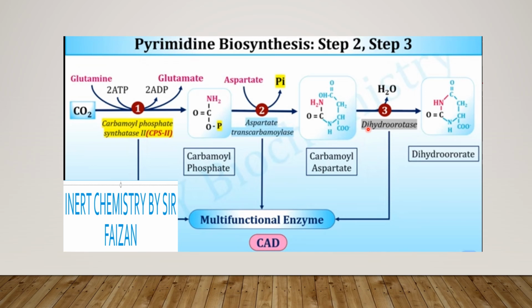In the third step, a water molecule is released and ring closure occurs by the help of the enzyme dihydroorotase, and the compound that is formed is called dihydroorotate. Remember that these three enzymes, carbamoyl phosphate synthetase 2, aspartate transcarbamylase and dihydroorotase, are the three domains of a single enzyme. So it is a very important example of a multifunctional enzyme.